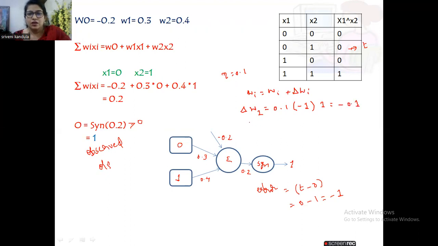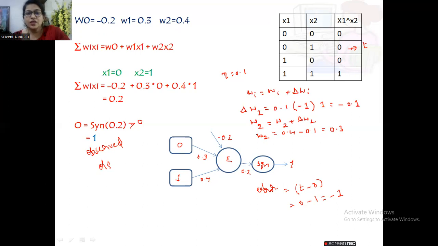So now let us modify the weight W2. It is W2 plus delta W2. So what is the value of W2? It is 0.4. Now the value of delta Wi is minus 0.1. So the new value that we are getting is 0.3. So we have modified W2.